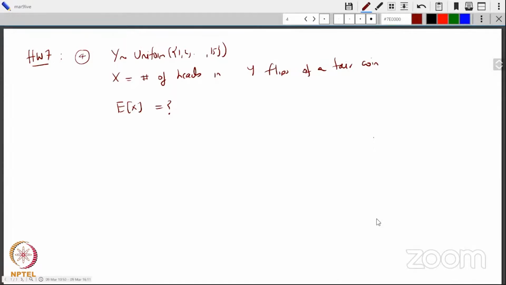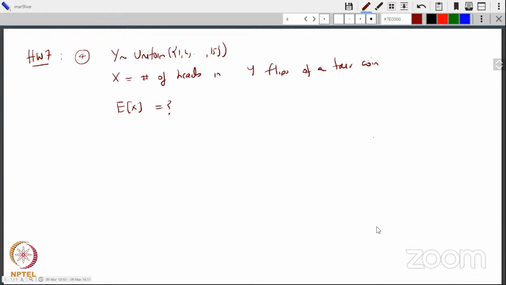Okay. Can you all see the screen and understand the question? This was homework number 7, problem number 4. The question was, Y is uniform 1 to 15. X is the number of heads in Y flips of a fair coin. What is E of X?